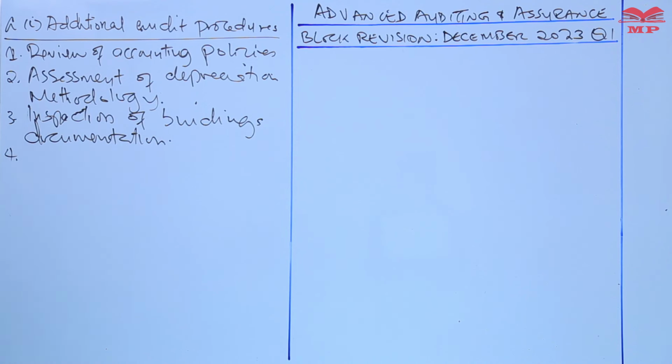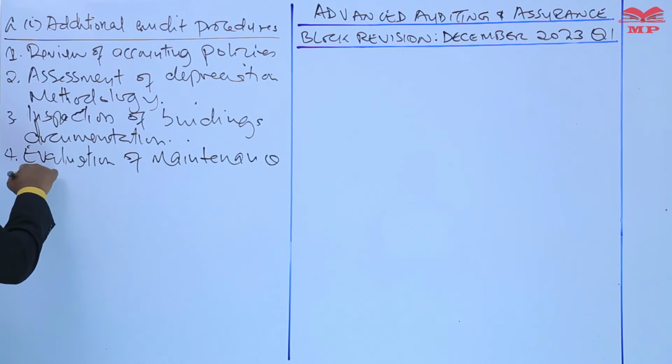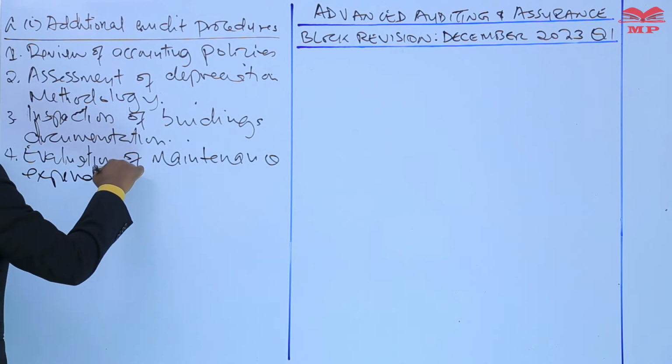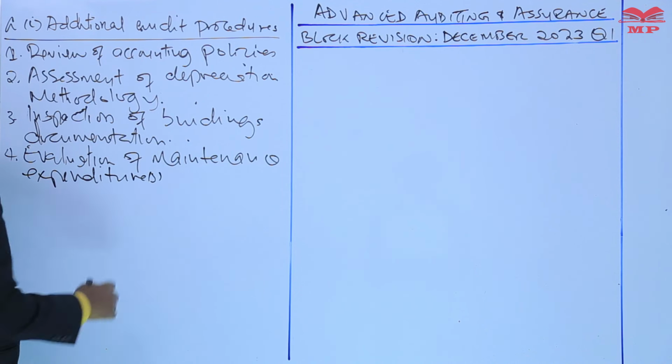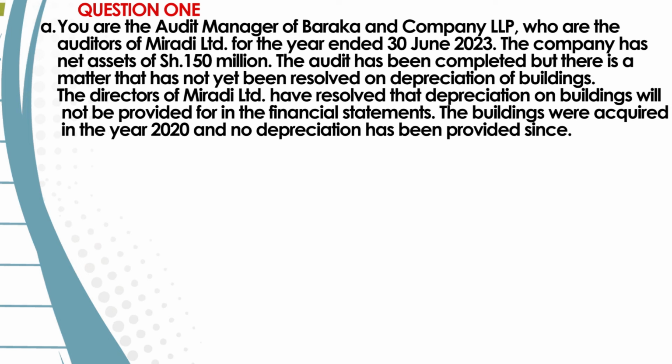Evaluation of maintenance expenditures. The auditor should evaluate the maintenance expenditures. The auditor should review the company's records of maintenance expenditure that is incurred on buildings since acquisition. We saw that these buildings were bought in the year 2020. The auditor is carrying out the audit in the year 2023. So since 2020, what are the maintenance costs related to buildings?